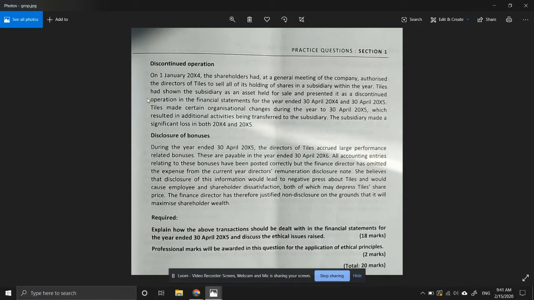On 1st Jan 20x4, the shareholders at a general meeting of the company authorized the directors of Tiles to sell all of its holding of shares in the subsidiary within the year. Tiles had shown the subsidiary as held for sale and discontinued operation at this date. So at 30th April 20x4 it was held for sale, and at 30th April 20x5 it was a discontinued operation. Tiles made certain organizational changes during the year to 30th April 20x5, which resulted in significant additional activities being transferred to the subsidiary. Okay, there was a change.